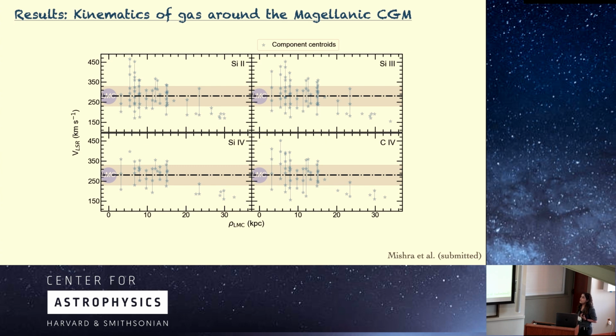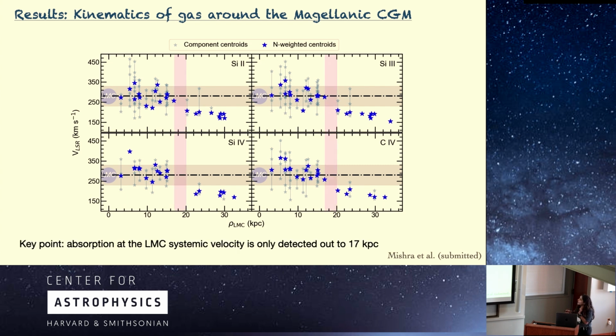And to do that, we estimated the column density weighted centroid velocity around each sight line, which we show here with the dark blue star points. So from this plot, interestingly, we find that most of the absorbers, which are mostly associated with the LMC, are found only up to 17 kpc distance from the LMC.